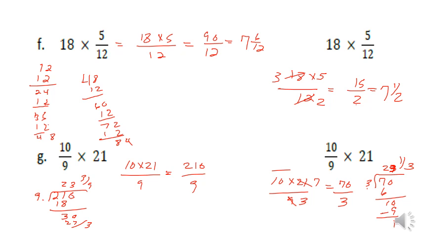So here we got 23 and 3/9. Over here we had 23 and 1/3. And we know 3/9 is equivalent to 1/3, so it's the correct answer.